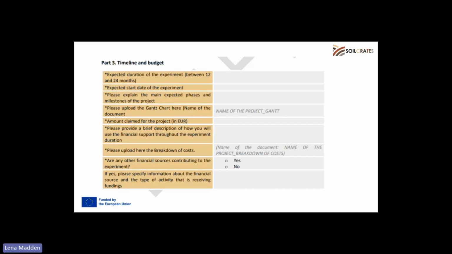Upload here a project cost breakdown. So it's kind of the same, but a little bit more expanded.